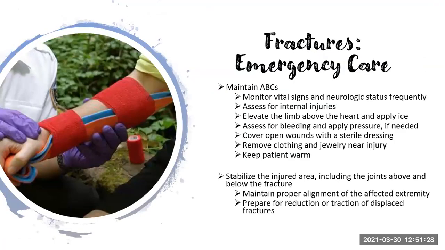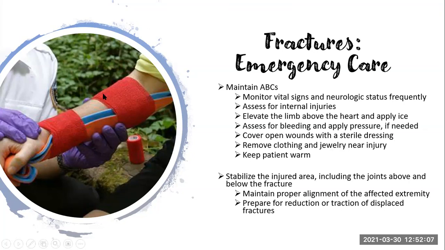Emergency care, obviously, ABCs. Assess vital signs and neurological status. Again, neurovascular assessment. Make sure there are good pulses distal to the injury. Elevate the limb for the swelling. If someone's having trauma, obviously we're going to assess if they have internal bleeding. If they have a fractured rib, make sure they don't have a pneumothorax or a hemothorax, things like that. Cover open wounds with a sterile dressing.